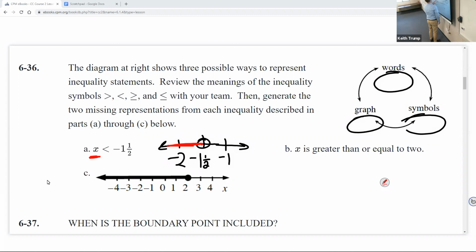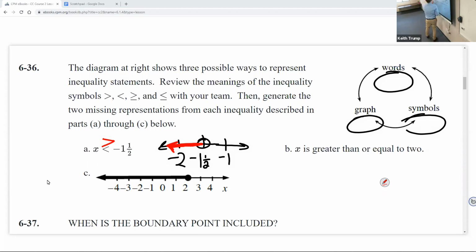And I'm using red just so you all can see very clearly what I'm shading in. And I'm actually going to draw an arrowhead there as well, showing that X is any number less than -1.5. Okay. Now, if the sign was changed to this, then I would draw my arrow obviously in the other direction.